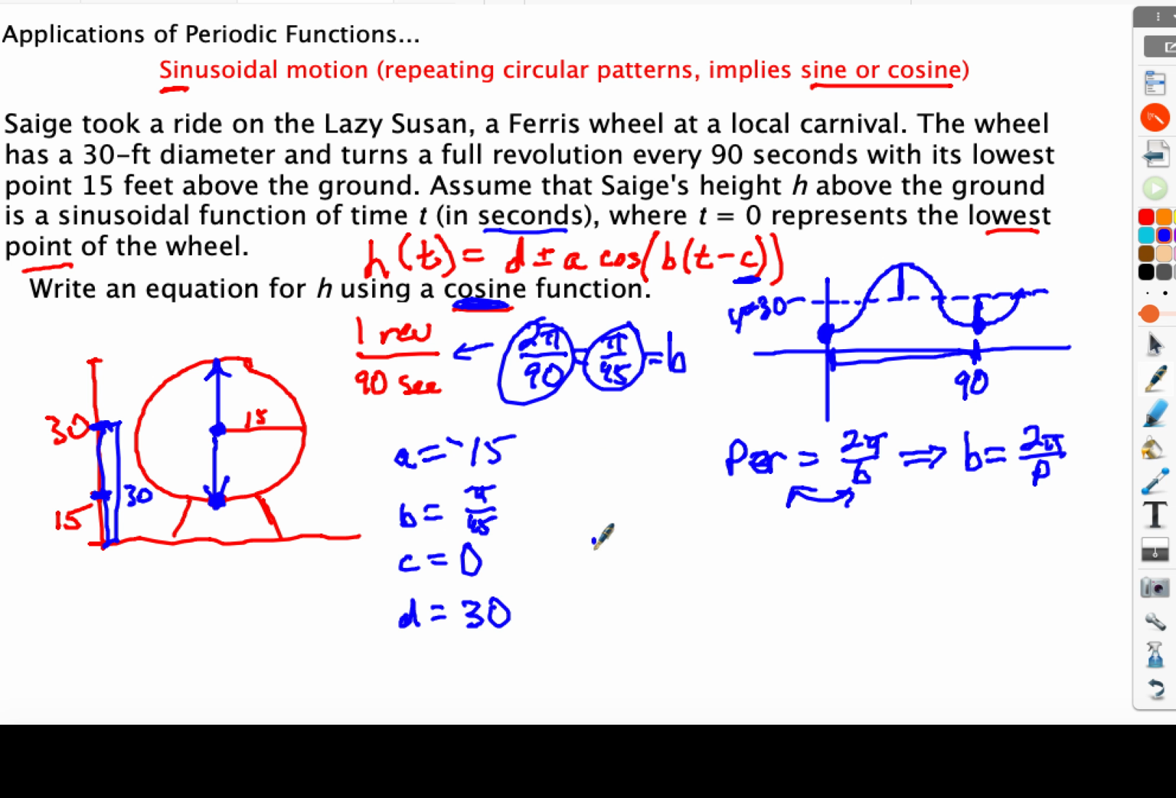And now we can write our function, h of t would be equal to then, well, we're going to be 30 feet high to start with, or range around, right? That's basically our height of the middle of our circle. We're going to say minus 15 because we're going to start at a minimum 15 feet below that. For a cosine value of pi over 45 times t. And again, minus c, we put minus 0.